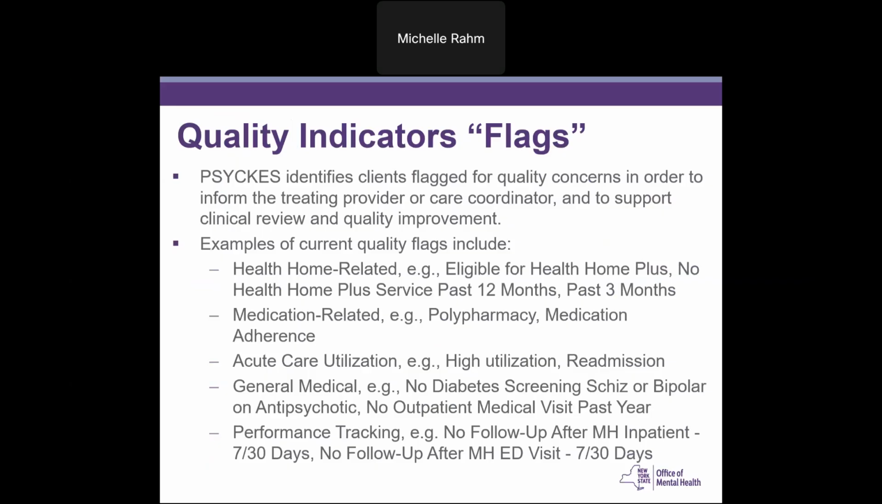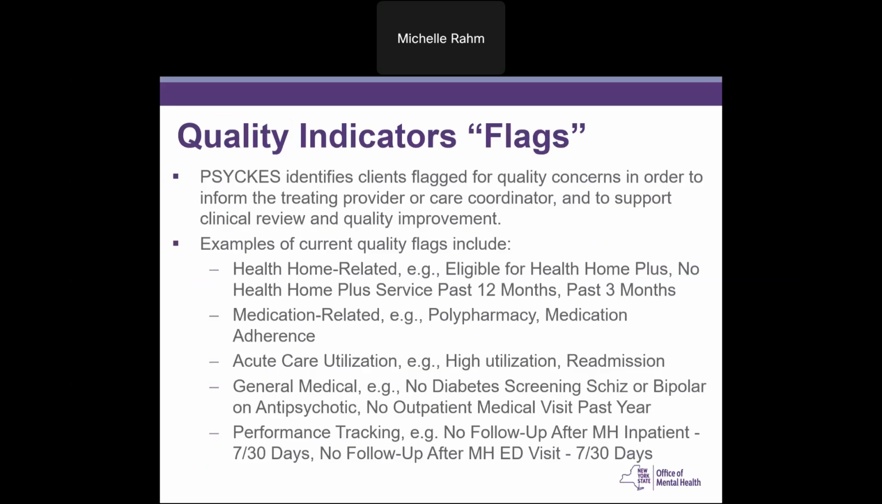We also have some hospital-related flags, one of which is our high utilization indicator set. So that looks at clients who have had multiple hospitalizations within the past 13 months. And then our readmission flags look for clients who are cycling in and out of hospitals. Then we have general medical. So an example of this would include someone who is on an antipsychotic but hasn't received a diabetes screening, or if someone hasn't had an outpatient medical visit in over a year, they would be flagged as well.